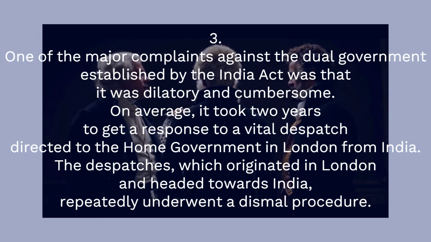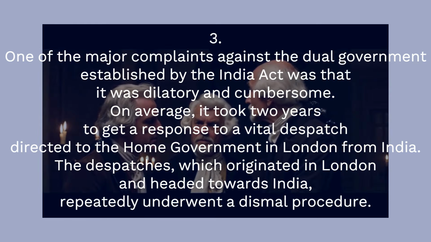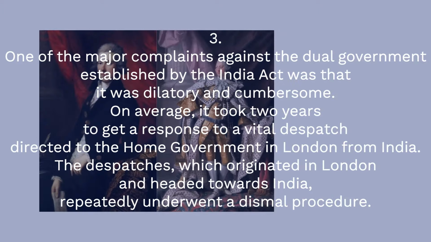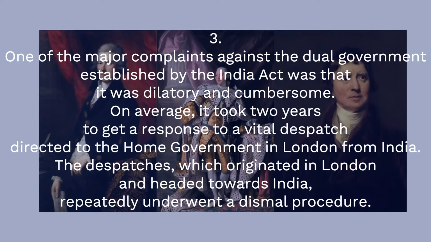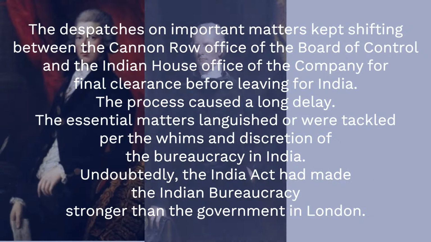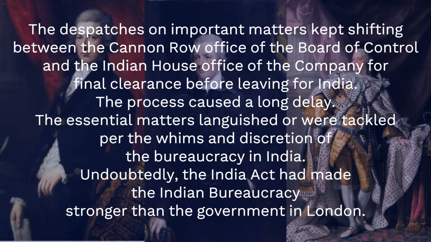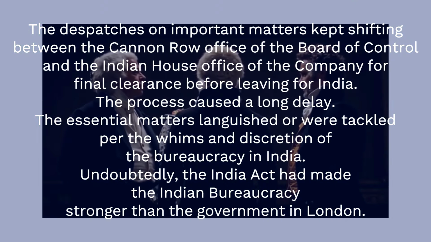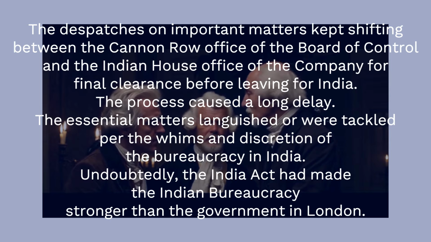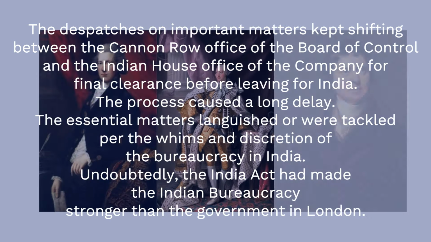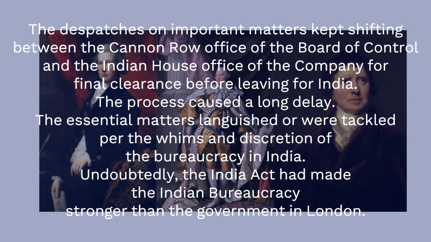On average, it took 2 years to get a response to a vital dispatch directed to the Home Government in London from India. The dispatch, which originated in London and headed towards India, repeatedly underwent a dismal procedure. The dispatches on important matters kept shifting between the Cannon Row office of the Board of Control and the Indian House office of the company for final clearance before leaving for India. The process caused a long delay. The essential matters languished or were tackled by the whims and discretion of the bureaucracy in India. Undoubtedly, the India Act had made the Indian bureaucracy stronger than the government in London.